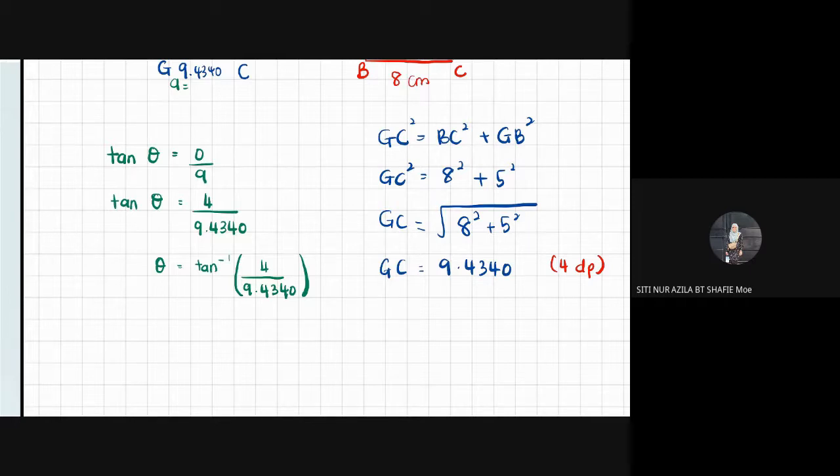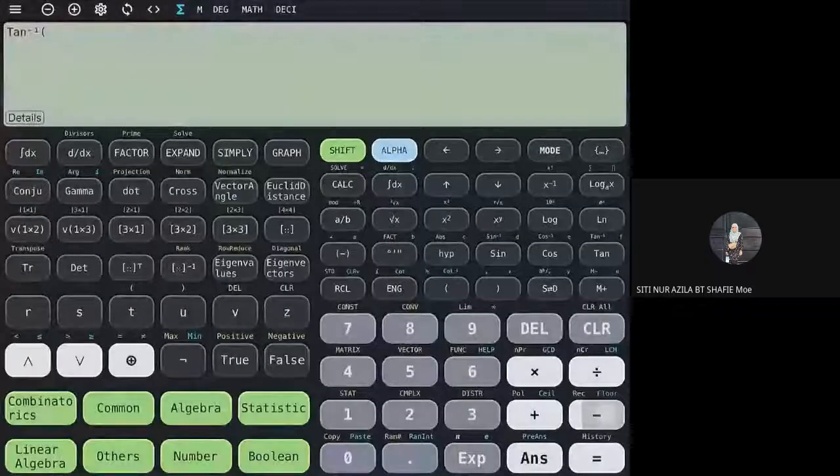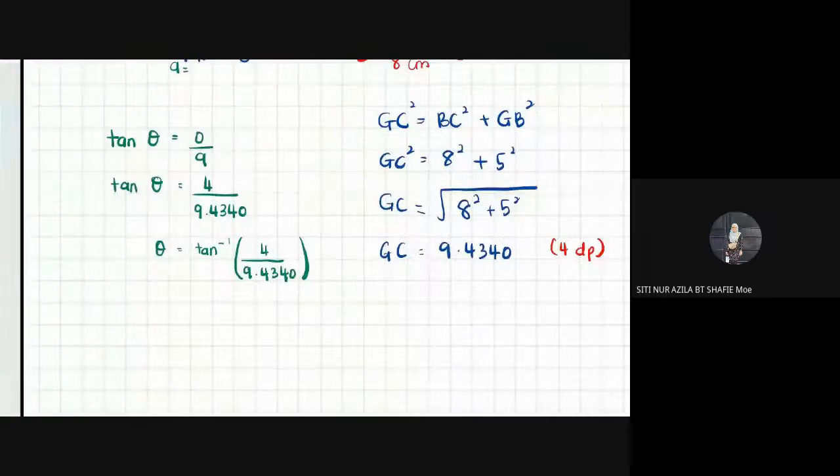Or if any one of you have any problem to use your calculator, let me know. I will show how to use your calculator. Okay. Since no one is answering me, I'm showing you how to use your calculator to solve this one. Shift tan. There you have tan negative 1. Then press the number accordingly.